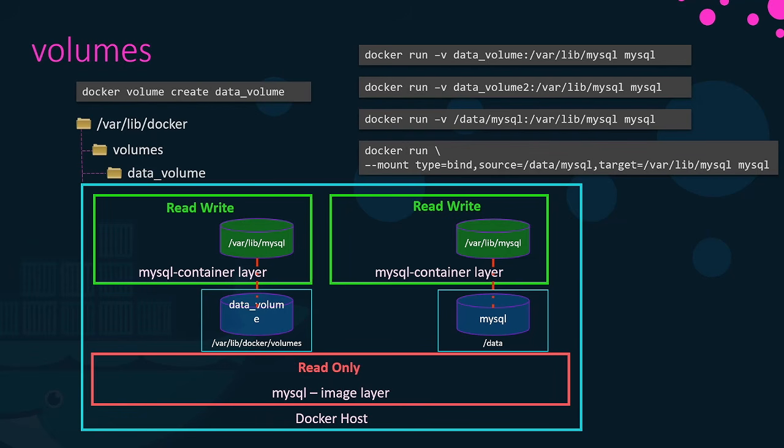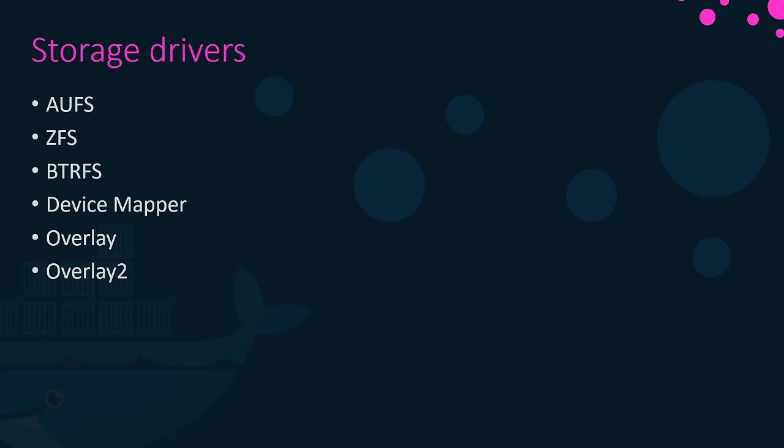So who is responsible for doing all of these operations? Maintaining the layered architecture, creating a writable layer, moving files across layers to enable copy and write, etc. It's the storage drivers. So Docker uses storage drivers to enable layered architecture. Some of the common storage drivers are AUFS, BTRFS, ZFS, device mapper, overlay, and overlay2.